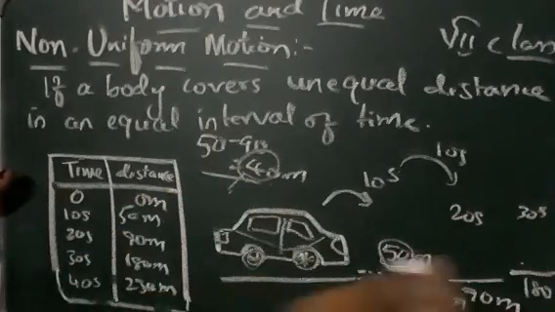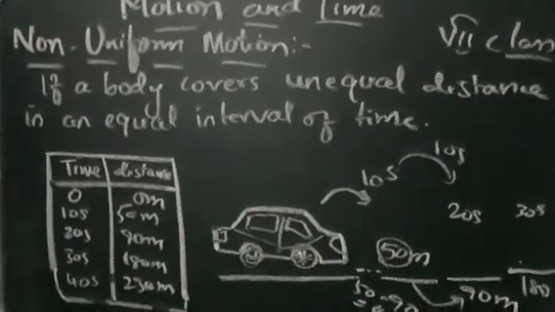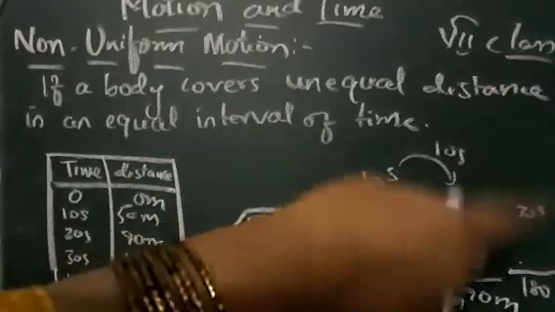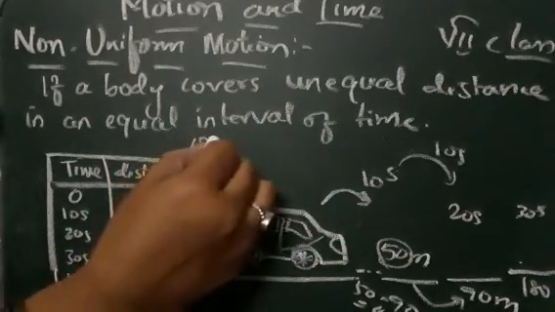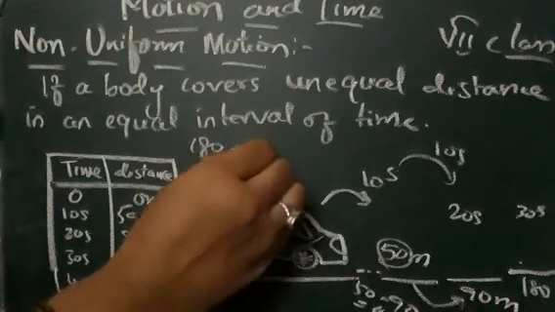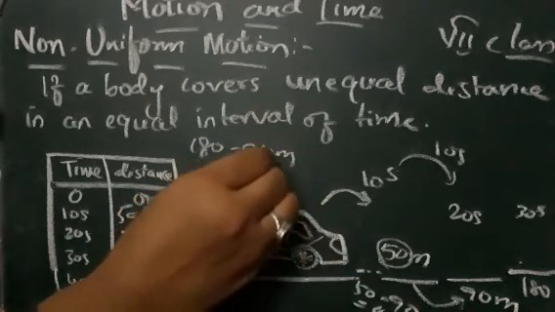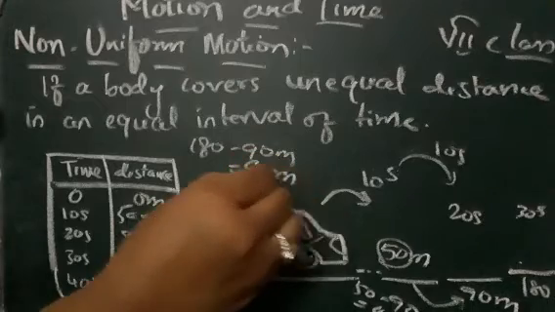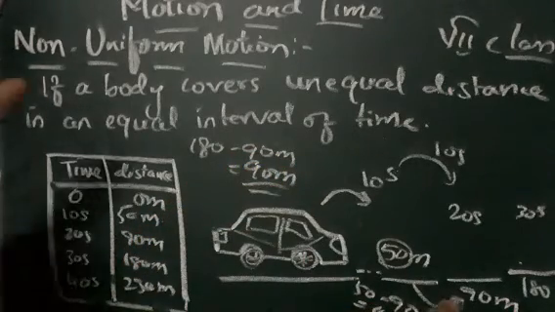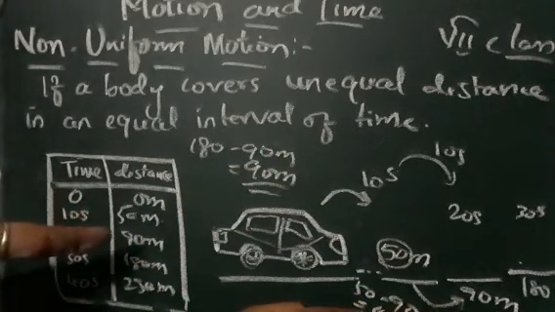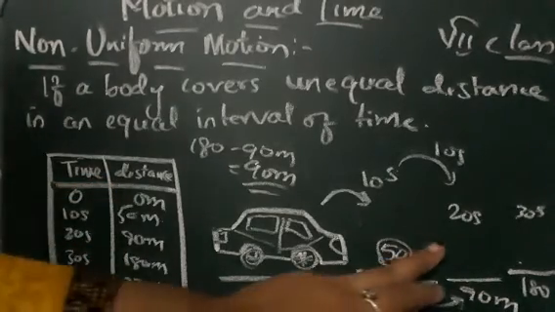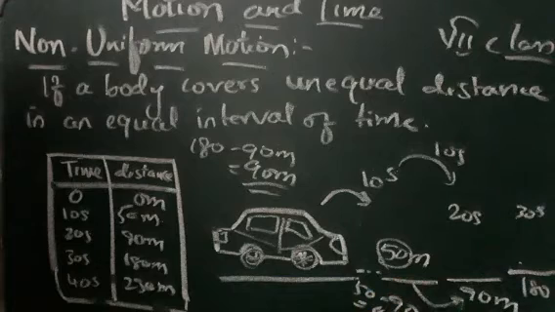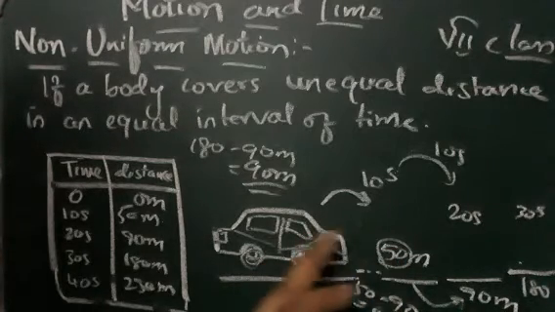Isn't it? Again in the third one, if you see, it has traveled in another 10 seconds, that is at 30 seconds. How much has it traveled? It has reached 180, minus 90. How much do you get? 90 meters. That means in the first 10 seconds it has traveled 50 meters. In another 10 seconds, that is at 20 seconds, it has reached 90 meters, a difference of 40. That means it has changed.